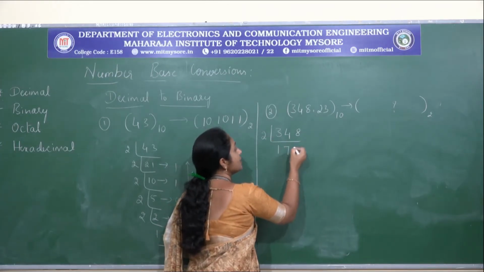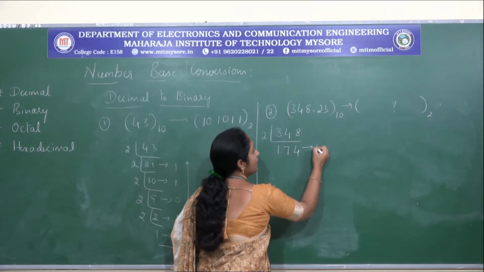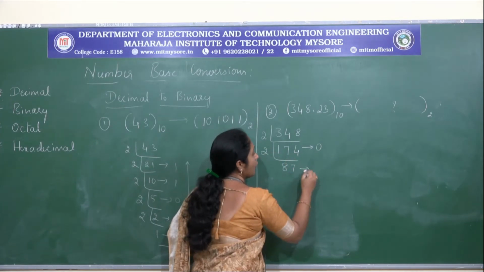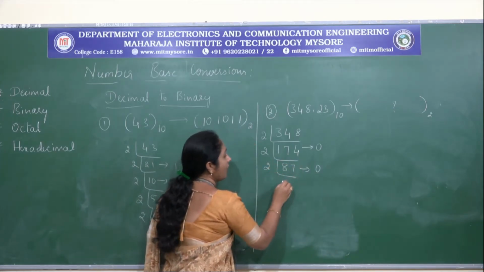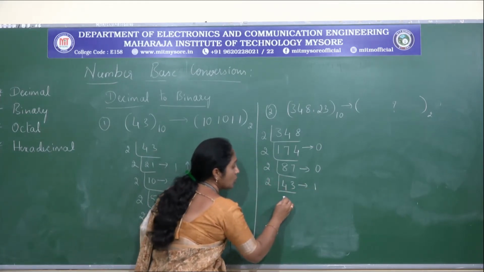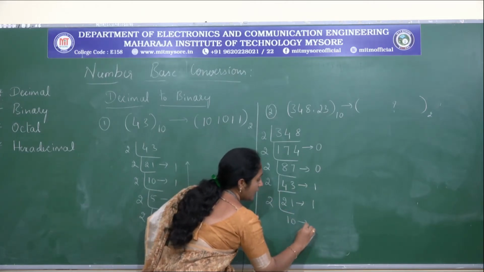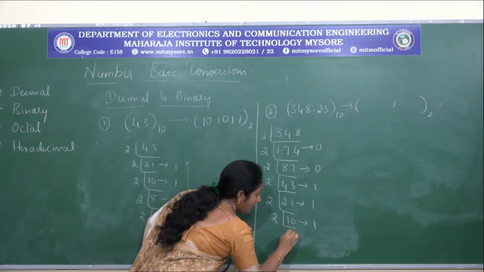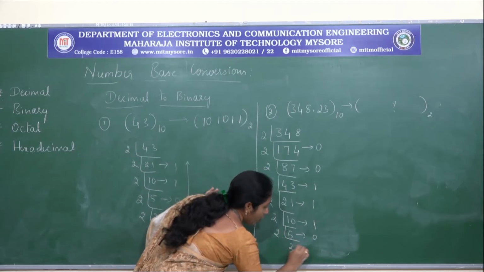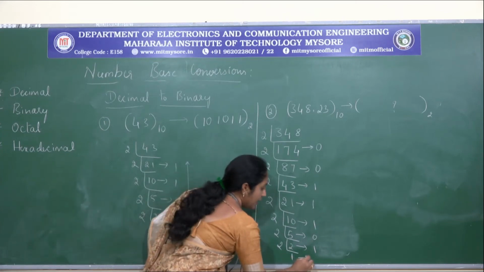So 2 1s are, 2 7s are, then we have 2 4s are. So what is the remainder we have here? 0. Next, 2 8s are 16, 2 7s are 14, remainder again 0. Next we have 2 4s are, 2 3s are, remainder is 1. Next, 2 2s are, 2 ones are, remainder is again 1. Next, 2 tens are 20, remainder is 1. Next we have 2 fives are 10, so remainder is 0. Next, 2 twos are 4, remainder is 1. Next we have 2 ones are, remainder is 0.